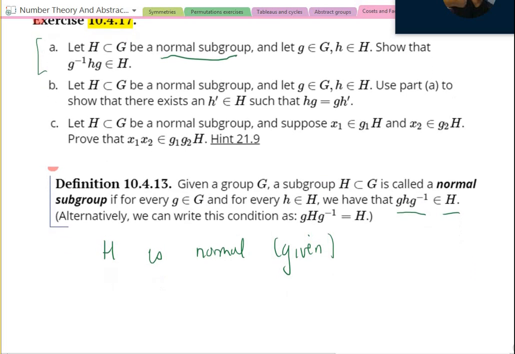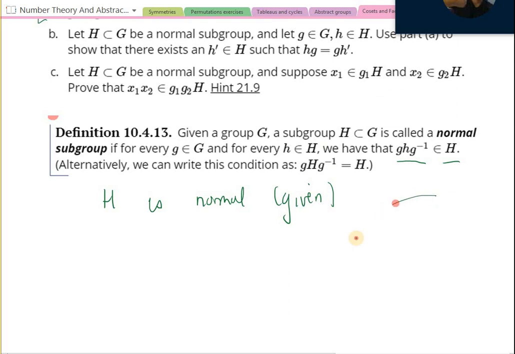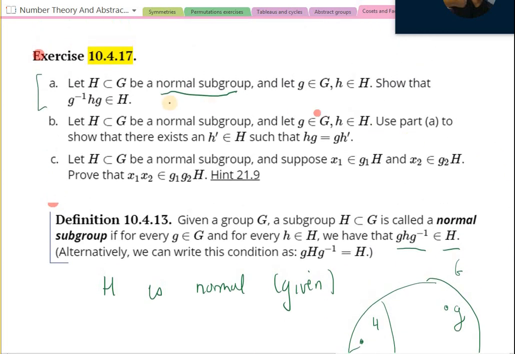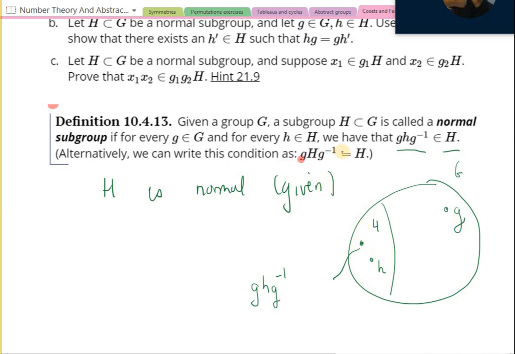So what I can conclude from this, from the definition, is that if I've got my G and I've got my H, and if I take any little h in here, and any old g out here, then what this tells me, and I can assume this is true, is that ghg inverse is in big H. But I don't know from this what I want to show in part A, which is that g inverse hg is in big H. This is what I have. This is what I know from the definition.